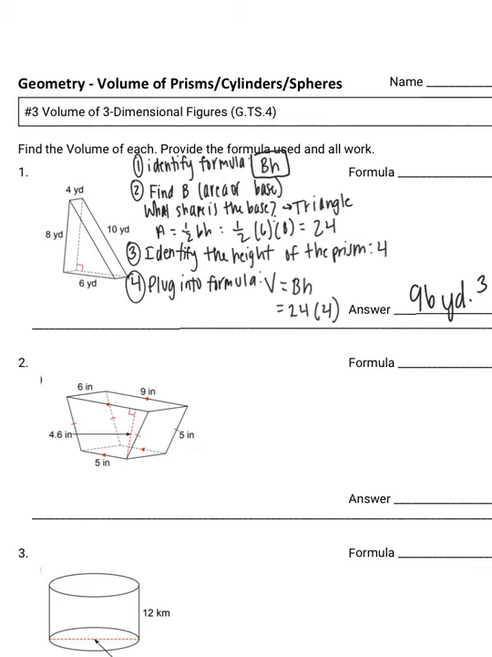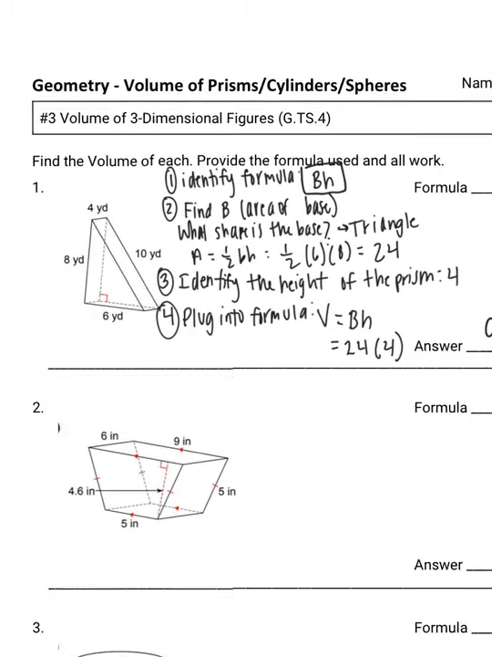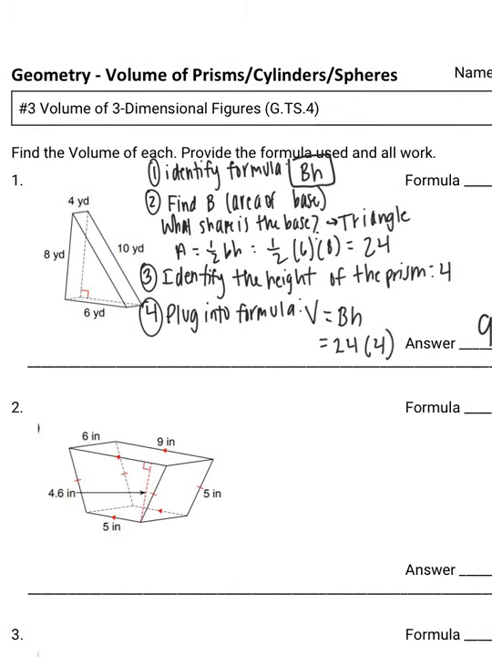Okay, so for this one, I can tell that it's a prism because it's not a sphere, right? So I'm going to identify the formula as being big B times h. So that's step one. Because that's my formula, I know that I need to find the area of the base. That's what that big B stands for. In this figure, I can see that the base is a triangle. So I need to find the area of my triangle.